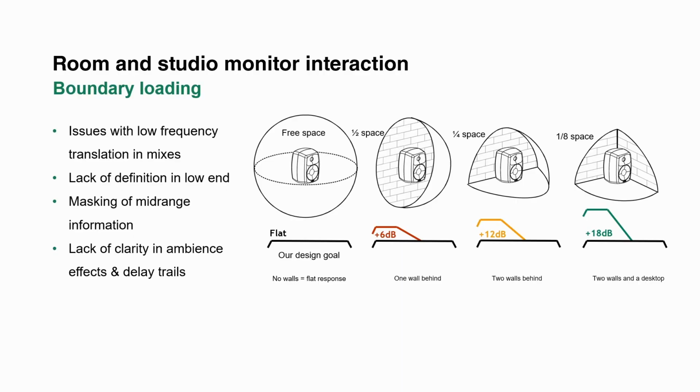So if we have a loudspeaker standing in free space, with no boundaries around it, we can expect a much flatter frequency response. As we start to place the loudspeaker against a wall, we will generally see a boost in the low end of around 6 decibels. With 2 boundaries behind it, you'll generally see a 12 dB boost. And if it's right in a corner, you'll see a boost of 18 dB. So the net result of this is that you're often having to guess how your low frequency information is going to translate to other systems.